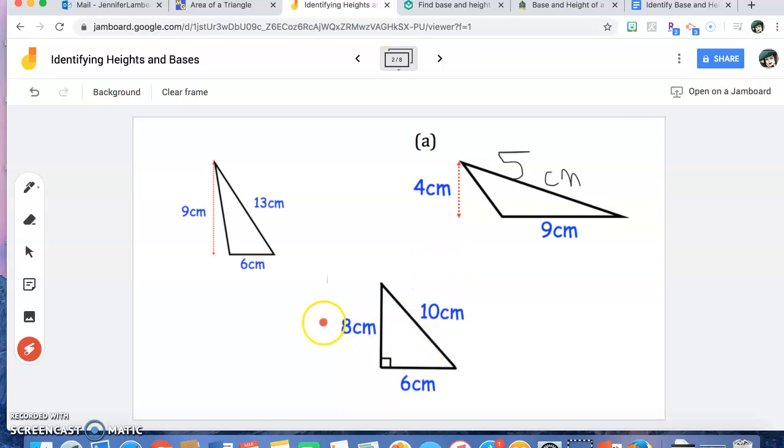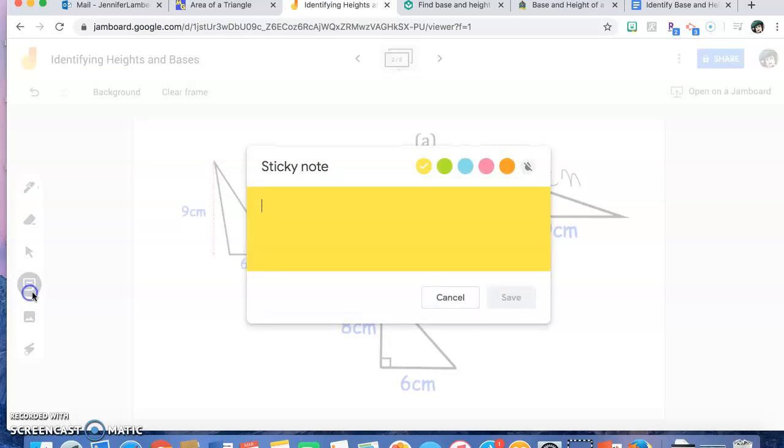But if you look at these triangles, there's three numbers here. We only want to identify a base and a height. So let's start looking at this first triangle. We want to find the base and the height of a triangle. So the base always needs to be a side of the triangle. If you need to write that down, the base of a triangle always needs to be one of the sides.